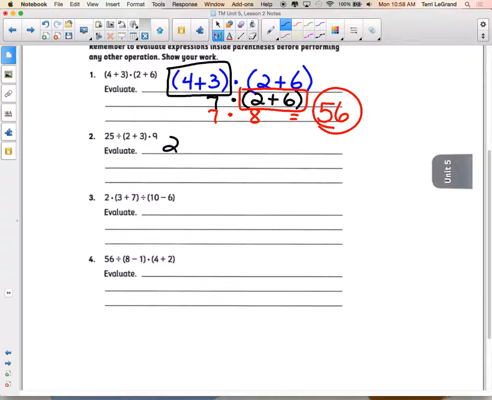Okay, let's go write this down. Just as it's given. What should we do first? Derek? Box the parentheses. Okay, so we're going to put a box around the 2 plus 3 in parentheses. So now we're going to bring down 25 divided by 2 plus 3, class, is 5, and bring down our times 9.